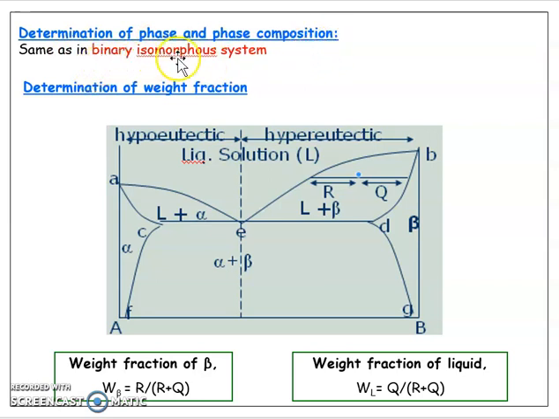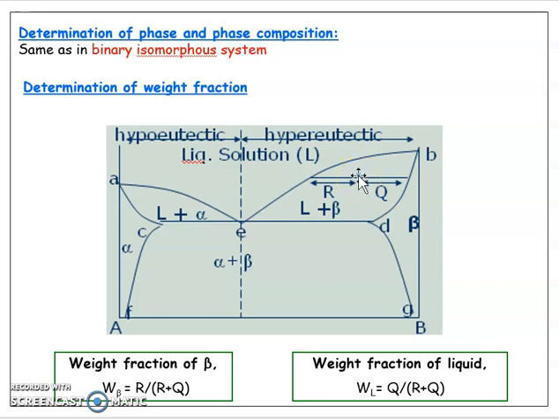Now we want to determine the phases and phase compositions. It's the same as the binary isomorphous system. So how do you determine the weight fraction? The same. For example, they put a point here, located in the liquid plus beta region. What is the percentage of liquid and what is the percentage of beta?